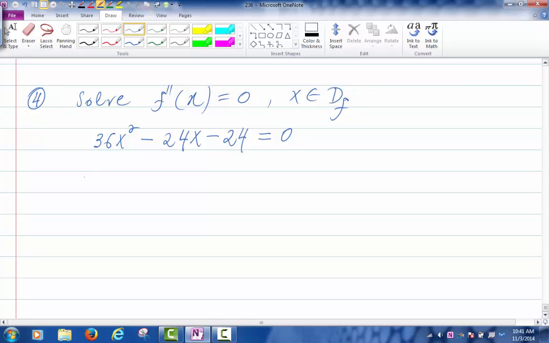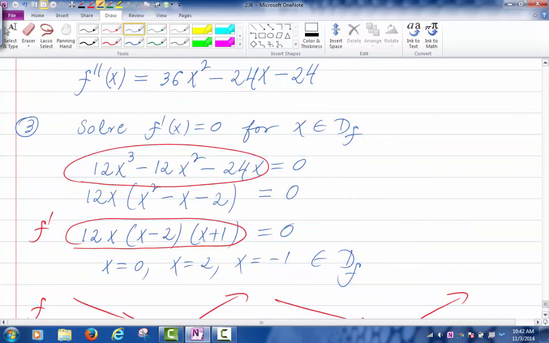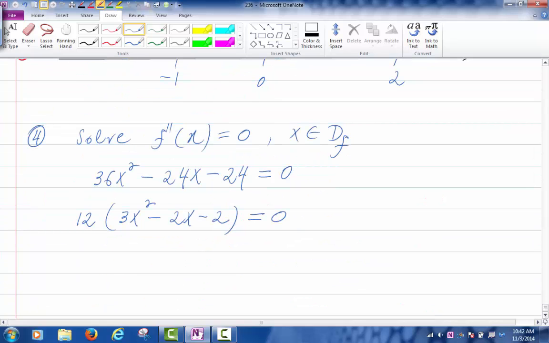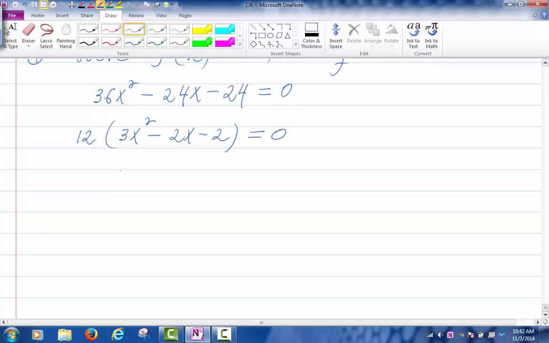Okay, now I can factor out what? What can I factor out? If I factor out 12, what do I get? 3x squared minus 2x minus 2, right? Is everybody okay with that? Are they both negative? Yes, they are both negative. Okay, so now how do I solve this? Well, the best thing to do here is just to apply the quadratic formula, right?